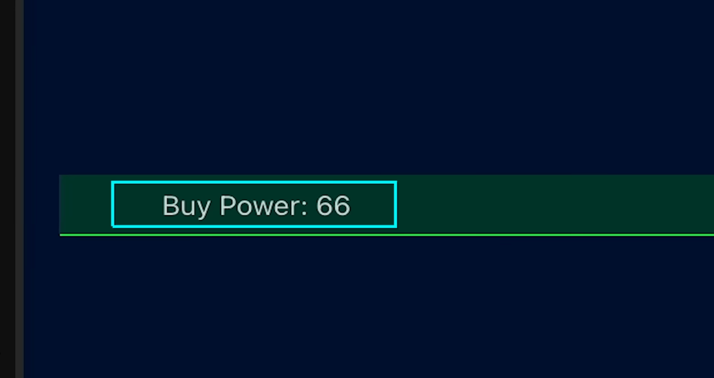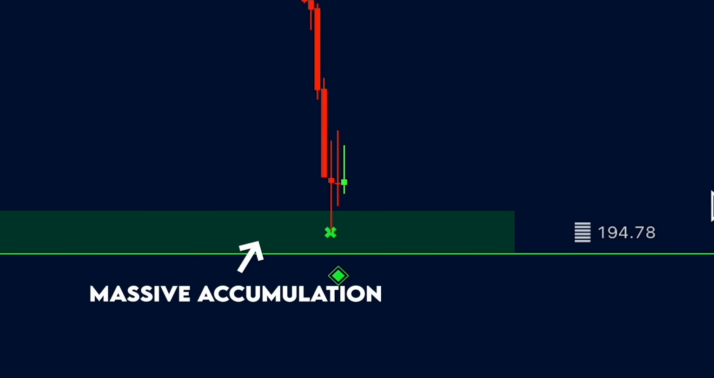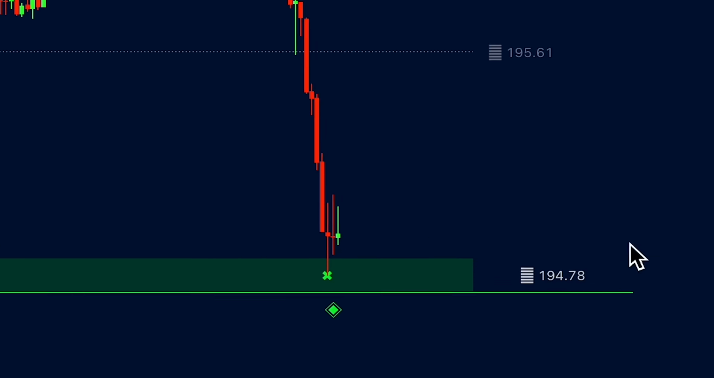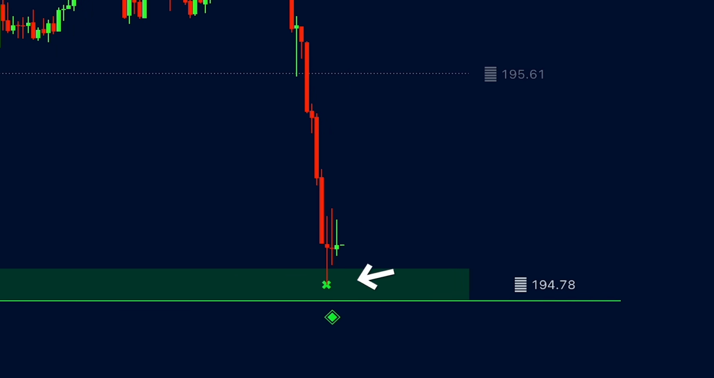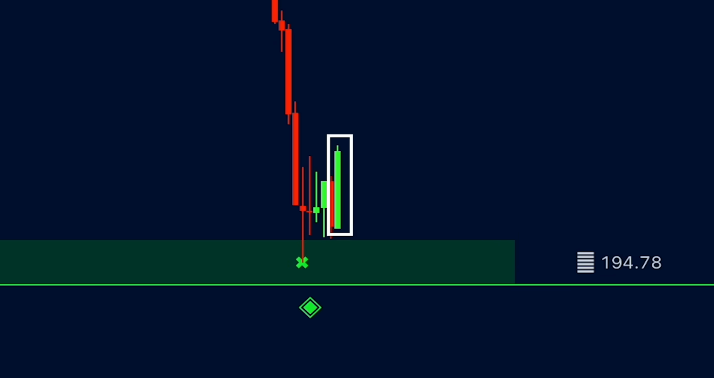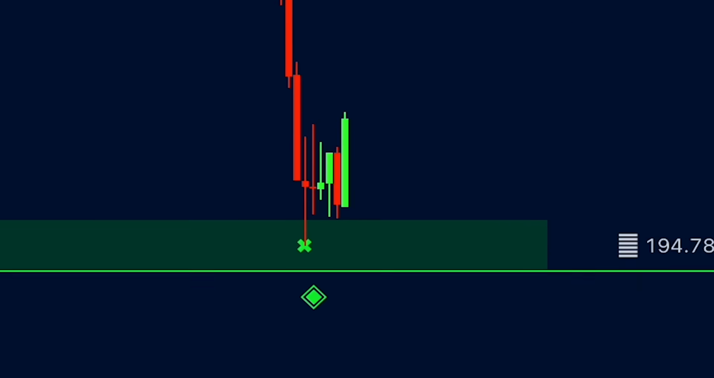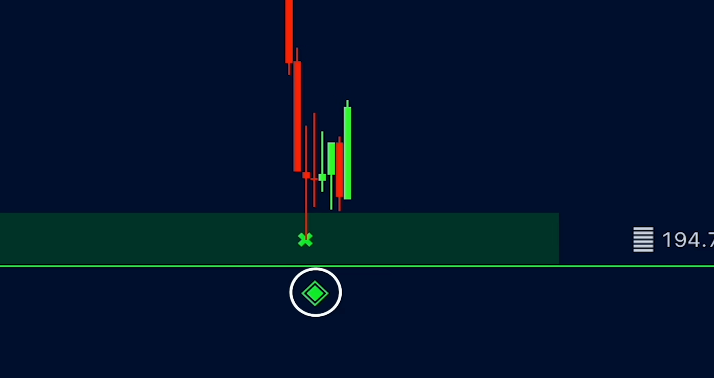First is to confirm high buy power in the support zone. You want to see buy power readings of 65% or higher, a signal that massive accumulation is happening at this level. Next, wait for price to approach the support zone and show rejection. Look for long wicks, doji patterns, or engulfing candles that demonstrate buying pressure defending the level. The delayed signal markers will appear as green diamonds when conditions are optimal.